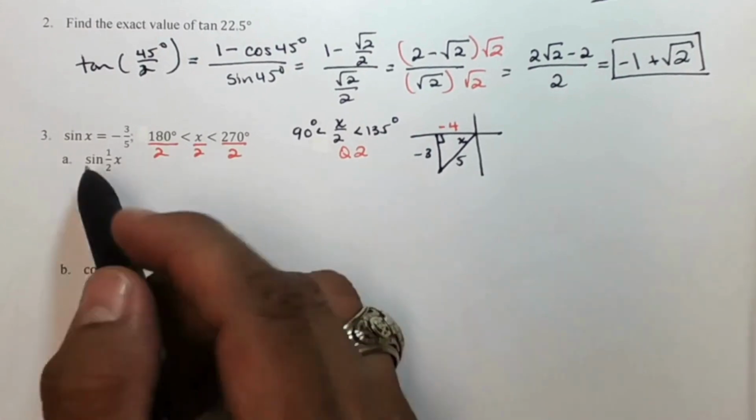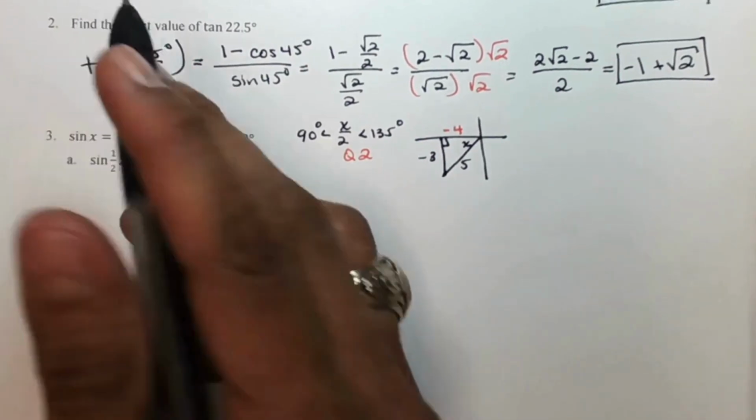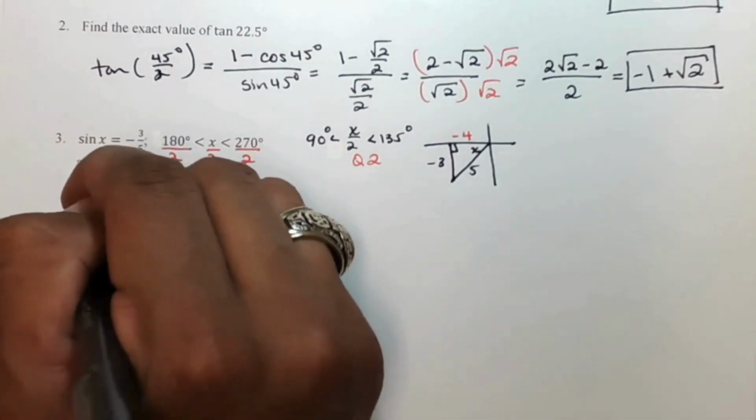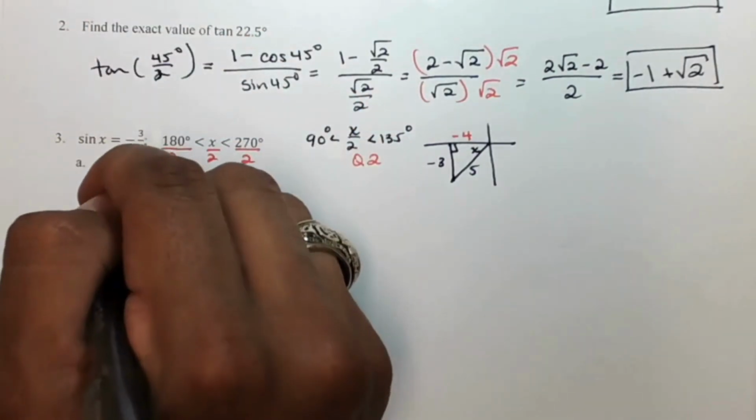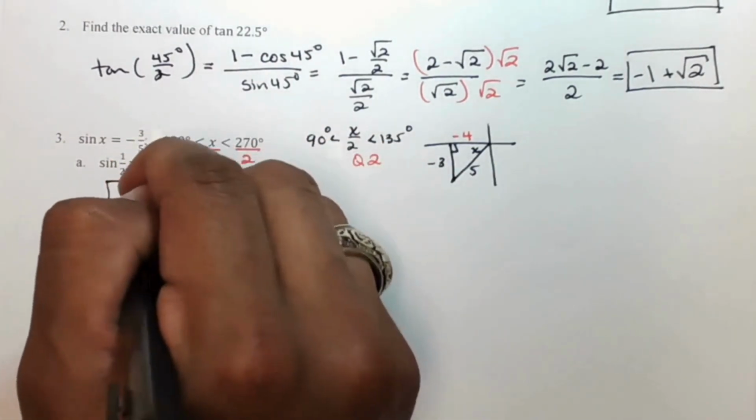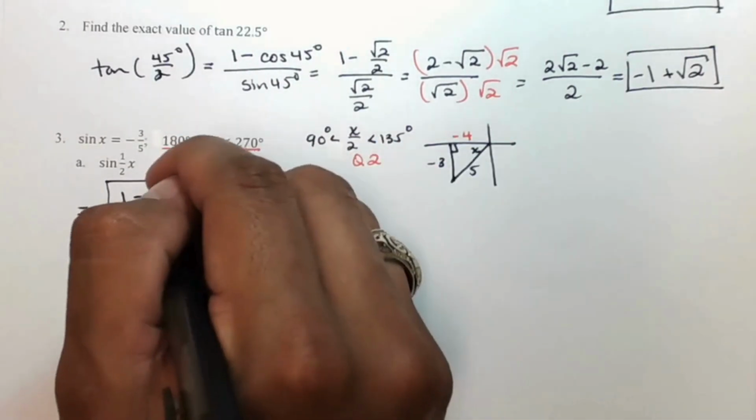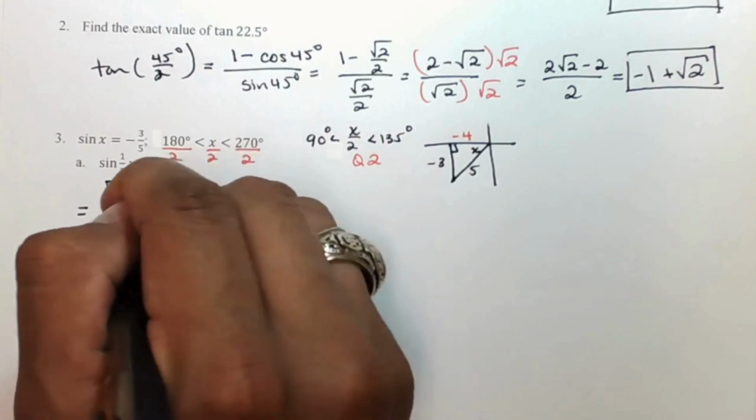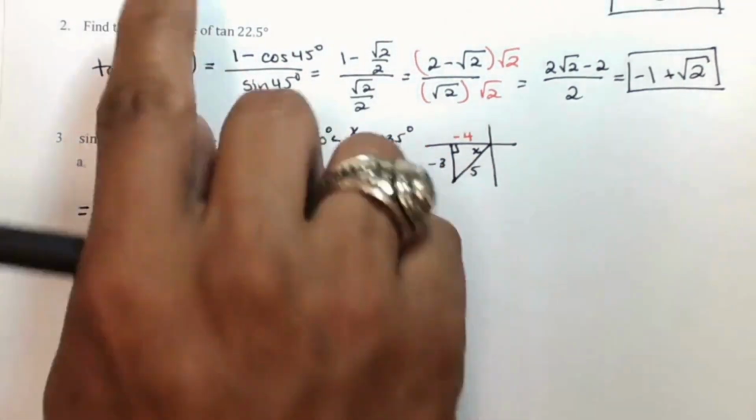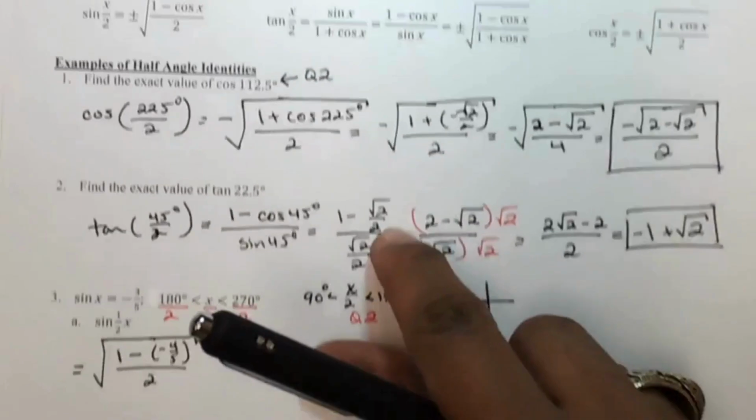So for sine of something that's in quadrant 2, it's going to be positive. So we're just going to plug into our function. We have the positive, so we don't have to put a sign there. 1 minus cosine of x, well, cosine of x is -4/5, all over 2. Again, I'm using this identity, 1 minus cosine of x all over 2 inside of the radical.